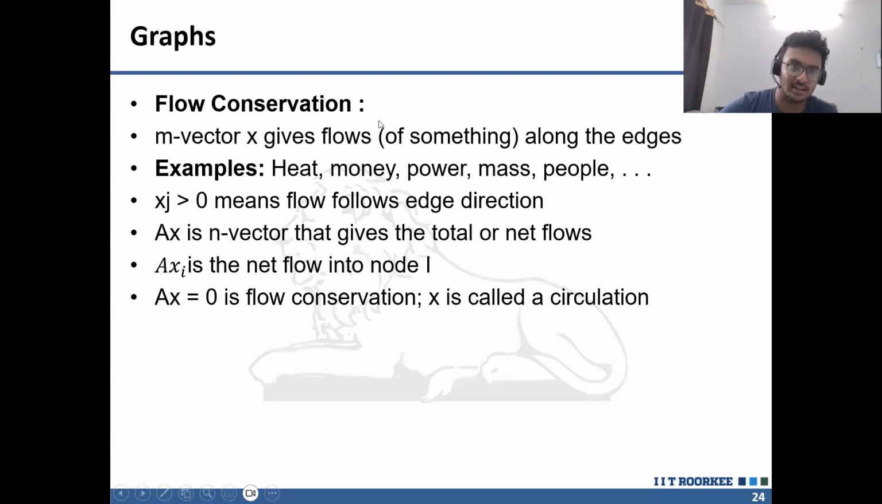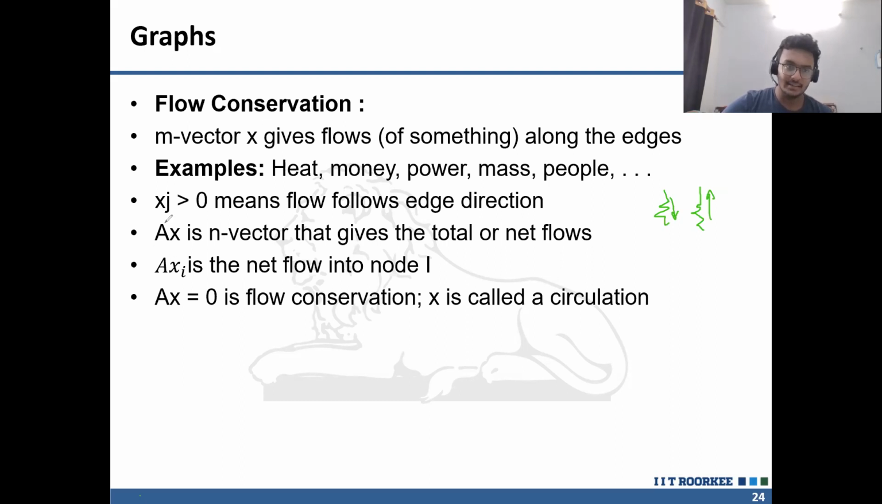So now, flow conservation. Basically, the vector x gives the flow of something along the edges. The something which is flowing along the edges can be represented in such a representation. The flow can be of heat, money, power, mass, electric current, like we discussed, as well as people. So there are many such applications. xj positive means the flow follows the edge direction. Basically, the flow is from here to here, so this is positive xj. And if this is the type of flow, it is negative xj.